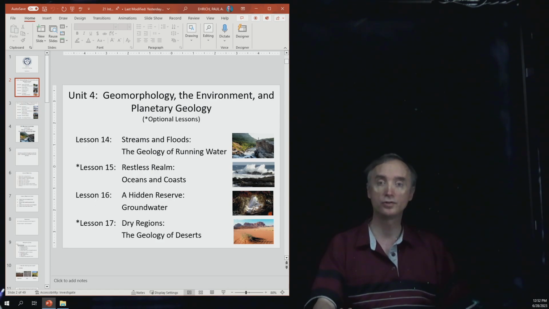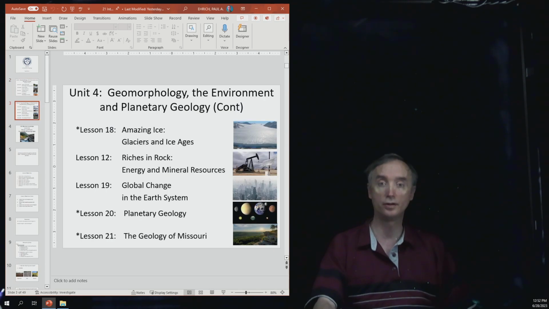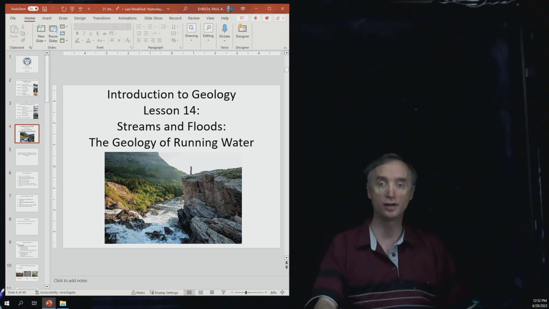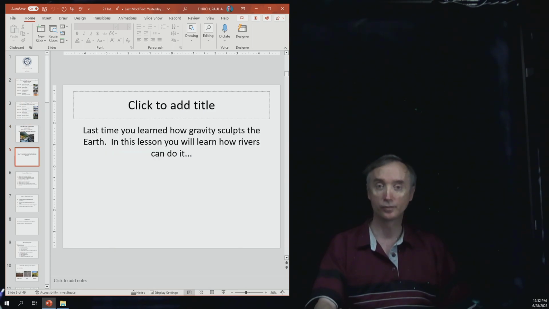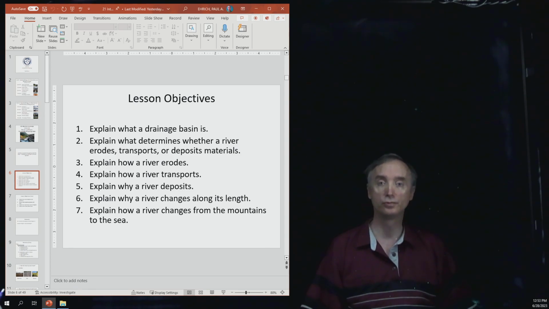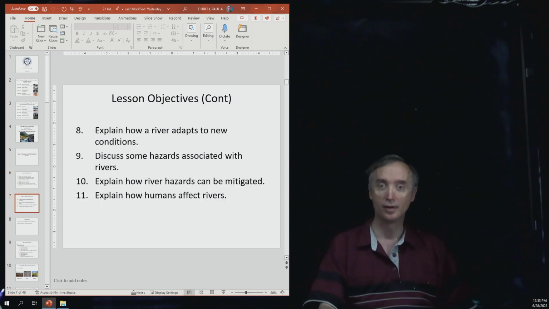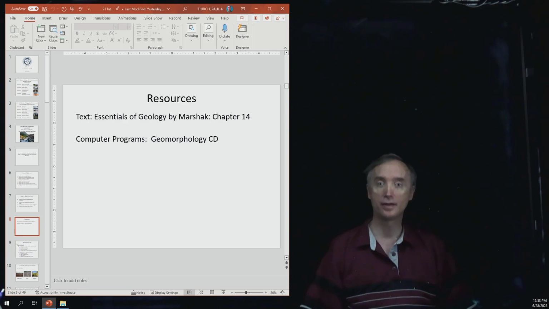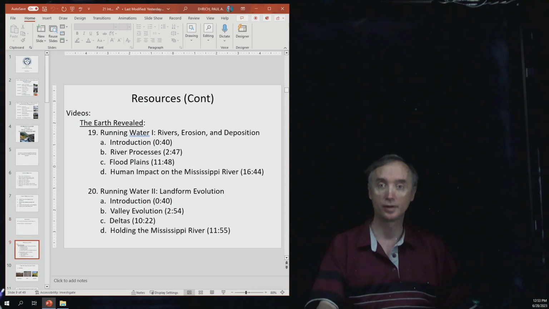Okay, so we're going to first begin by talking about lesson number 14 on rivers. This is streams and floods, the geology of running water. Now you always want to read the lesson objectives. This gives you a good idea for what would be on the exam if this material was on the exam. This corresponds to chapter 14 out of your textbook. And then there were 2 Earth Revealed episodes that you might want to watch that deal with rivers.